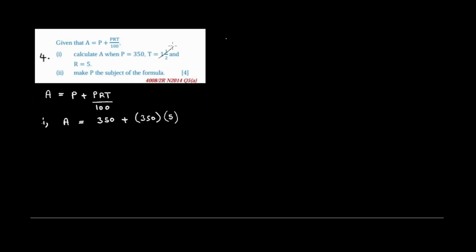Because we took 1.5, which is a mixed number, and we wanted to make it an improper fraction. It's not 2 times 1, that is 2 plus 1, that's 3, so 3 over 2. So here I'm going to multiply, for ease of calculation, by 3 over 2. That's PRT and everything is over 100.